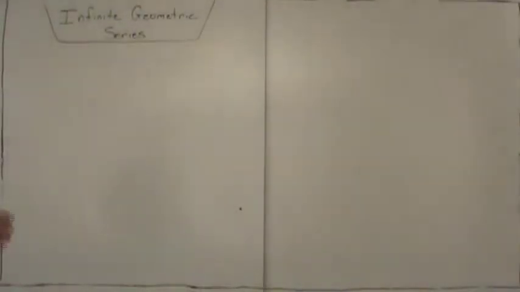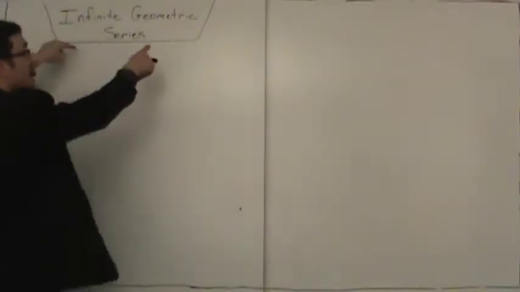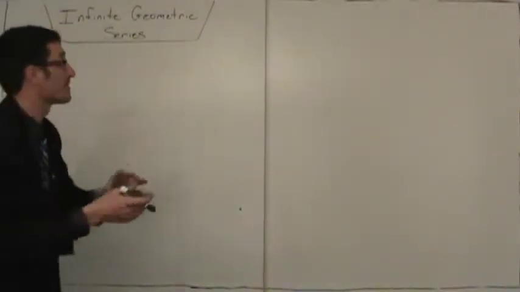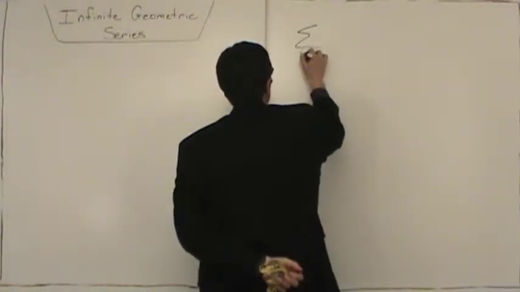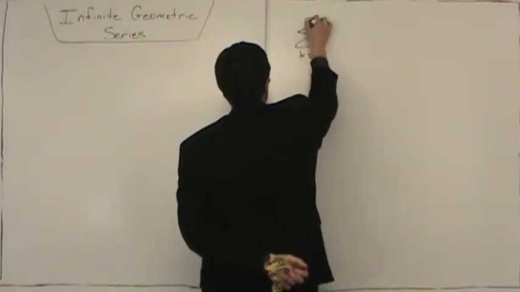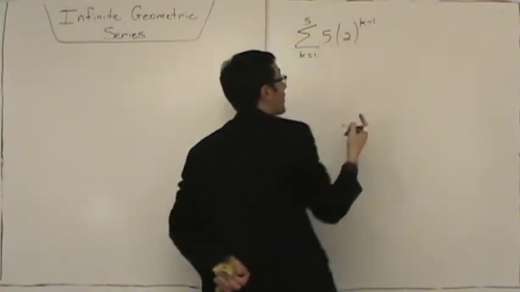Alright, welcome back. This is our last lesson on infinite geometric series, but before we dive right back into this topic, I want to show you something very important. I told you to use a trick, but I'm going to show you when this trick works and when this trick does not work. 5 times quantity 2 to the k minus 1 power.